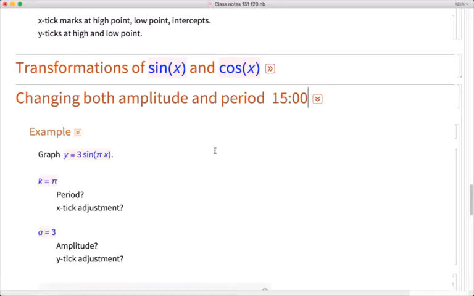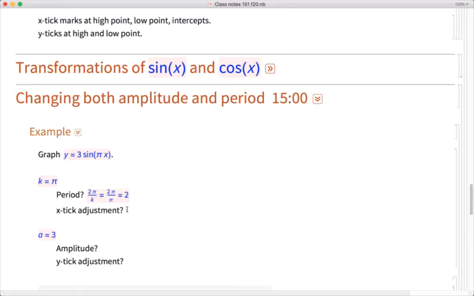Just one example. If we look at the graph of y equals 3 sine pi x, first of all, we have to read off the parameters. The k here is pi. The period for this graph, and this is the formula, is 2 pi divided by k. So that's going to be 2 pi divided by pi. So the period is going to be 2.